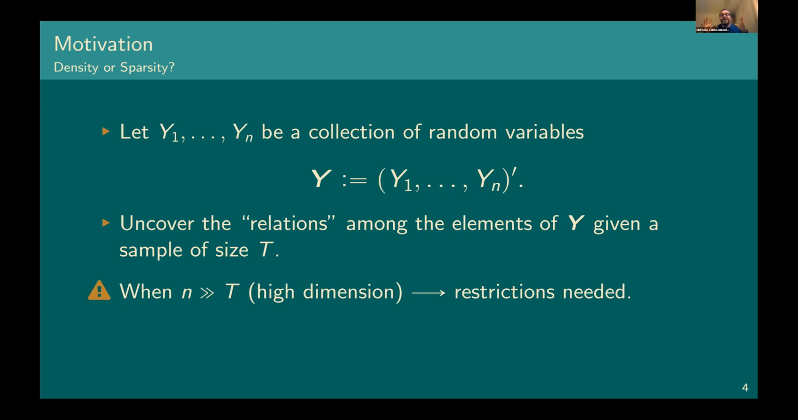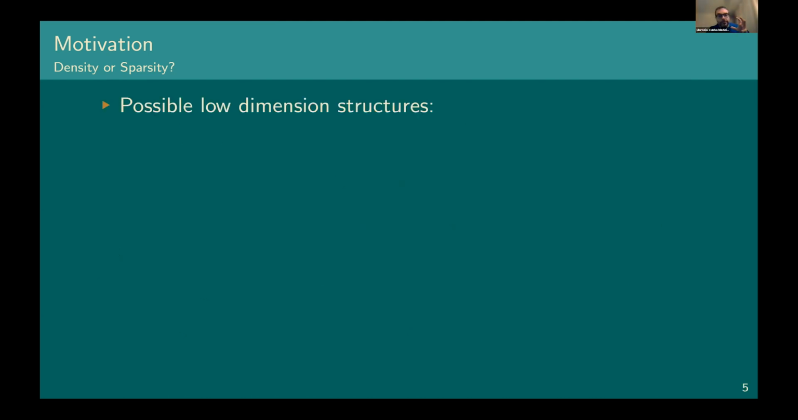So usually we need some restriction, because the data themselves will be silent about how we can uncover this structure. So we have to impose some restriction to estimate quantities of interest. So usually what we look for is a low dimension structure embedded in this high dimension problem. And what are the possible solutions? And that's where we have this density or sparsity thing.